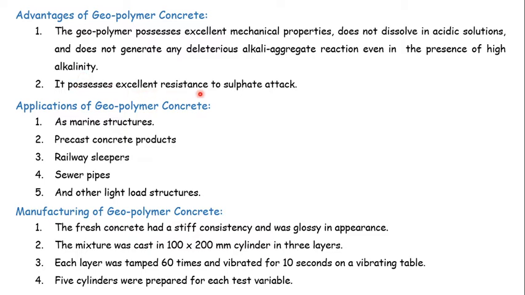It possesses excellent resistance to sulfate attack. Next, applications of geopolymer concrete. It can be used in marine structures because of less alkali aggregate reaction. Precast concrete products, prestressed concrete, railway sleepers taking heavy loads, sewer pipes, pipe culverts, pipe conduits to supply water from one place to another, and other light load structures, but not roads or heavy industrial structures.